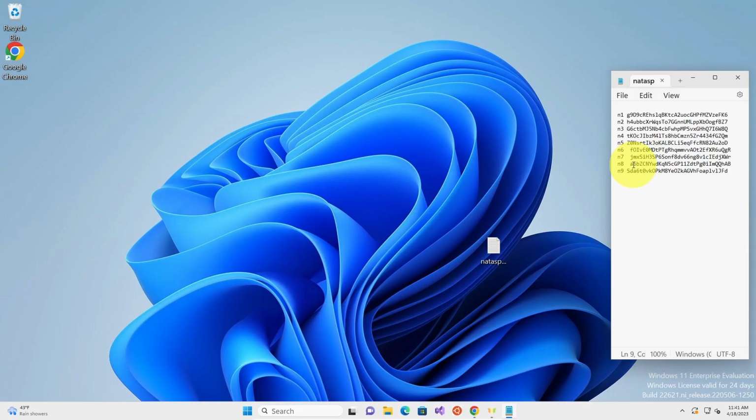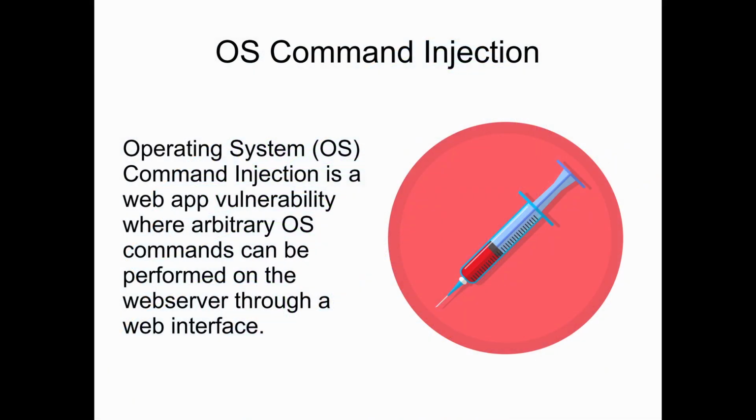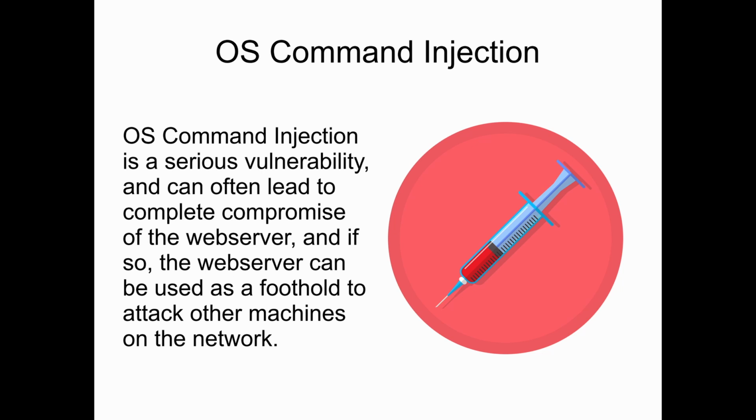Before moving on to Natas 9, let's learn about a new web app vulnerability that we'll use to solve the Natas 9 challenge. Operating system command injection is a web app vulnerability where arbitrary OS commands can be performed on the web server through a web interface. OS command injection is a serious vulnerability and can often lead to complete compromise of the web server. And if so, the web server can be used as a foothold to attack other machines on the network.